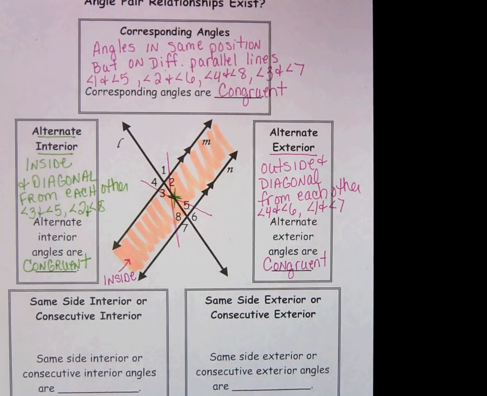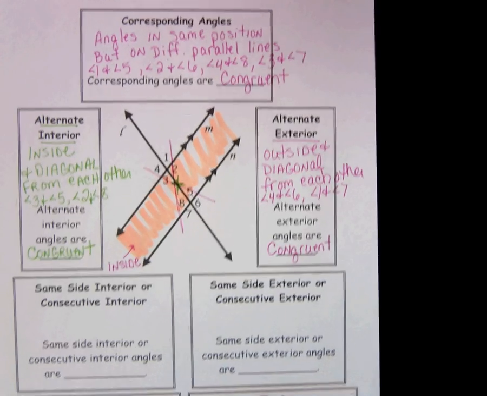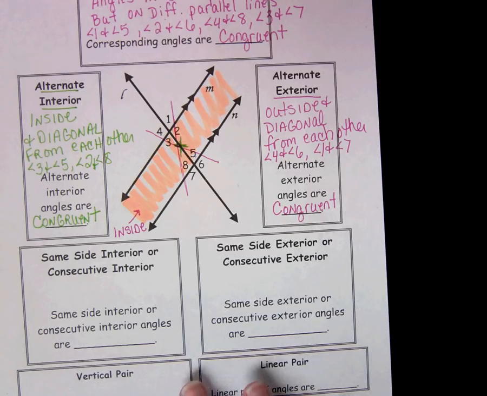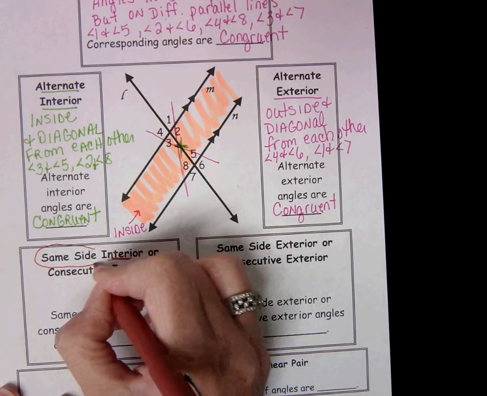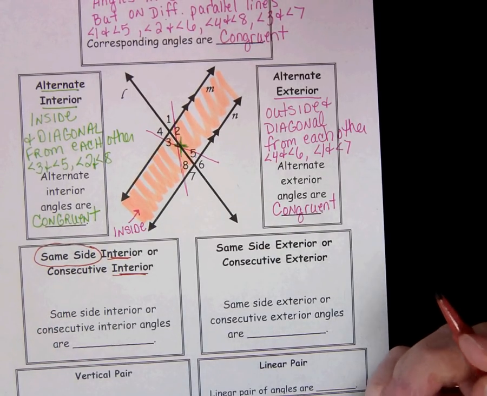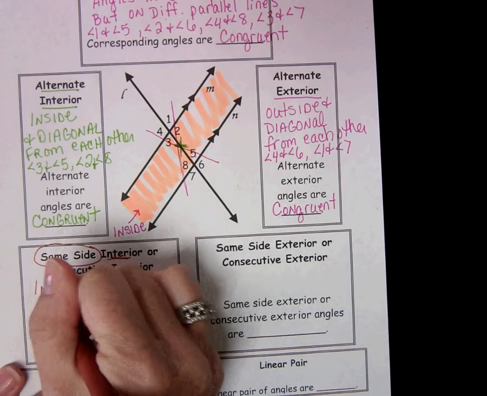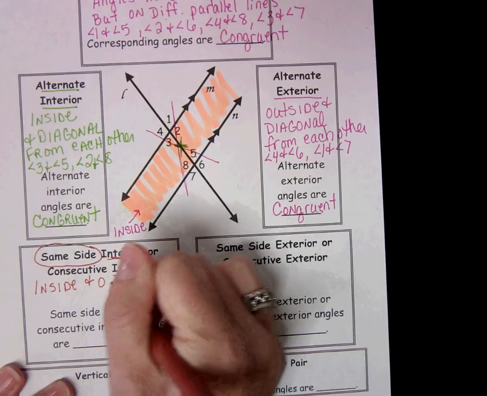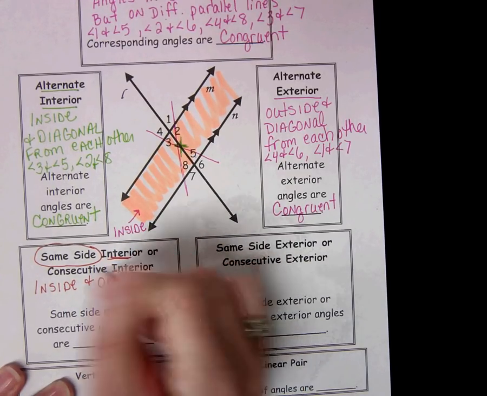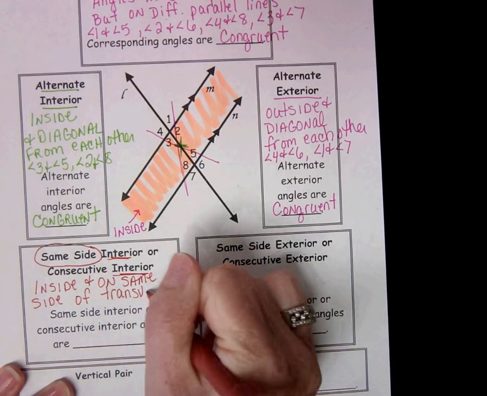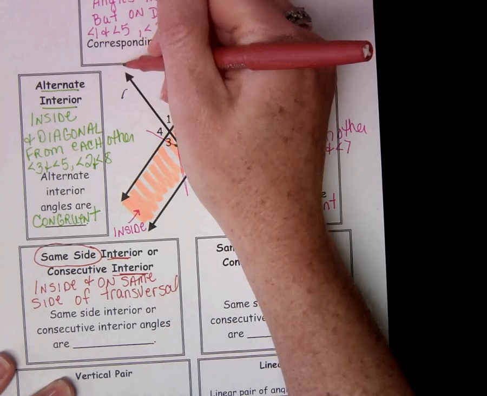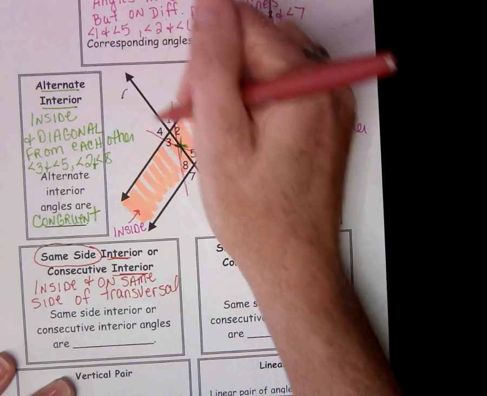They are the same measure. And again, I just want to remind you, at any point, pause the video, write down what I said, and start it back up. Okay, so then we have same side interior angles, or consecutive. So the key thing we want to recognize here is that they're on the same side and they're interior. So they're inside the parallel lines and on the same side of the transversal.